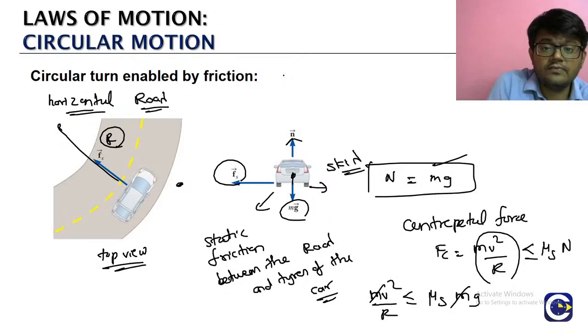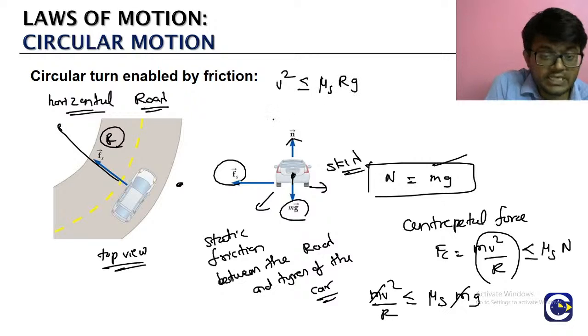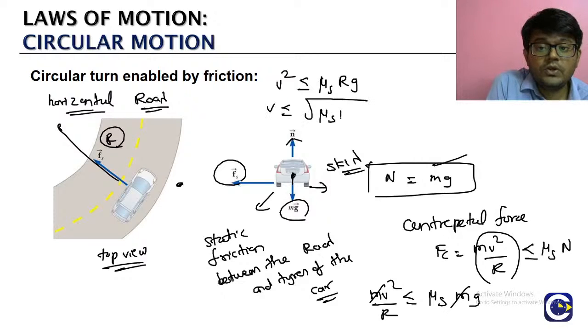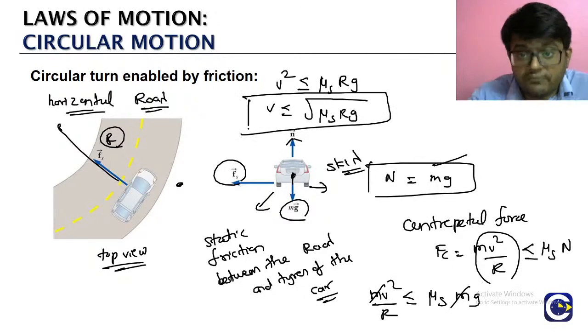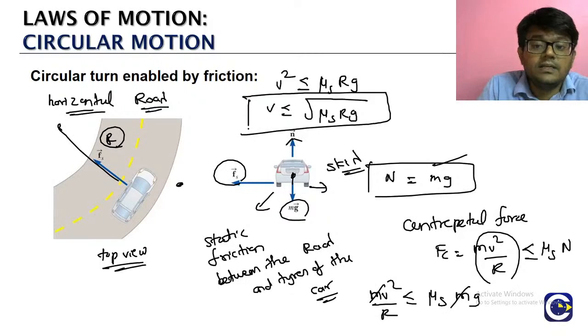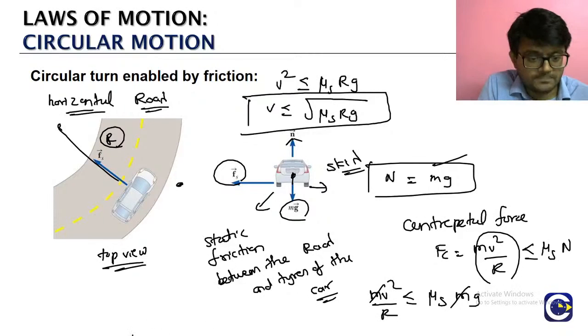From here what do we have? v square should be less than or equal to mu s into rg, or v should be less than or equal to root of mu s into rg. So this is the safe velocity or safe speed. Which means if our speed is less than or equal to root of mu s into rg, we will be able to take the circular turn on a horizontal road.